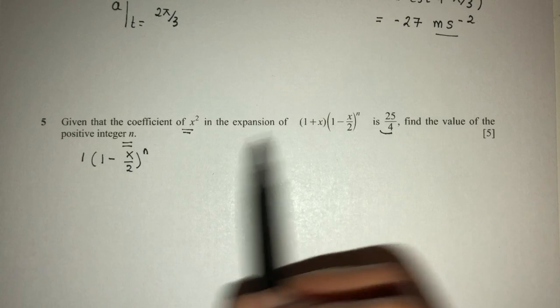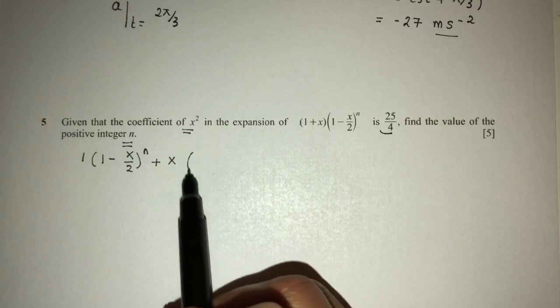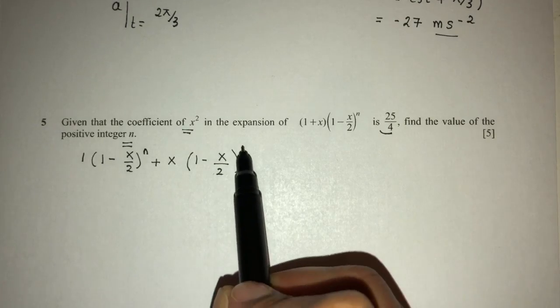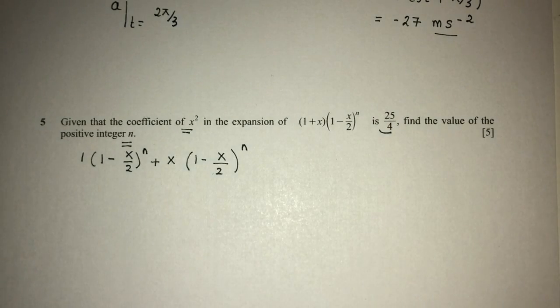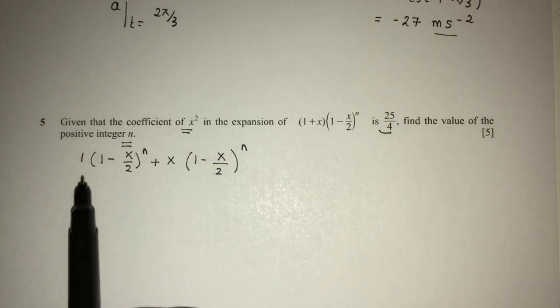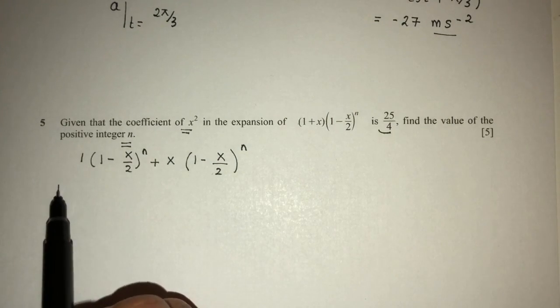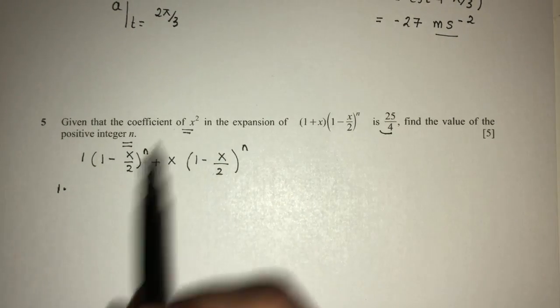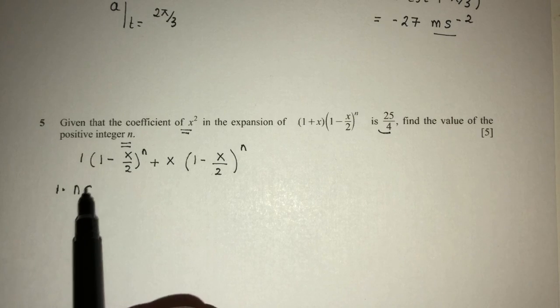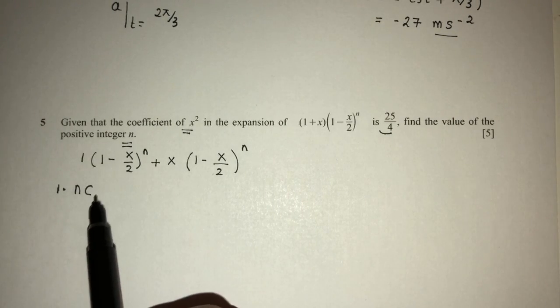And then you will take this one, which is plus x, multiplied by the bracket. So in this example, we only care about the expansion, the coefficient of x squared. So if you were to expand this, 1 times what gives you something in x squared? So let's see. If you were to expand this, you will have n choose something that we don't know yet.